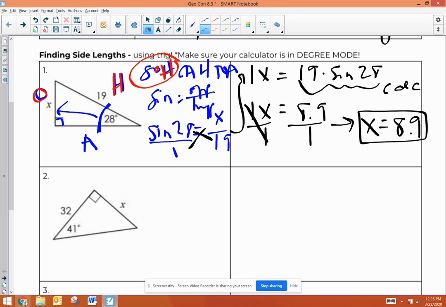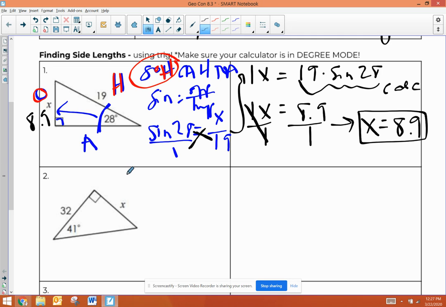Cool. When I look here, I check to see that that's a logical answer. 8.9 is smaller than 19. Looks like it would probably be the smallest side. Maybe the adjacent side would be a little bit bigger, 12 maybe, 13, I don't know. But yeah, that's logical. Checks out.